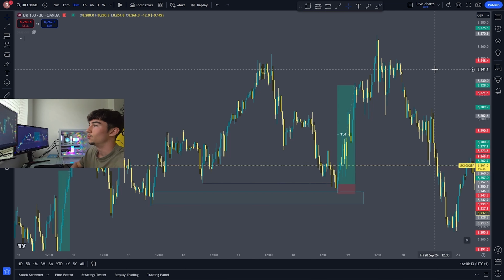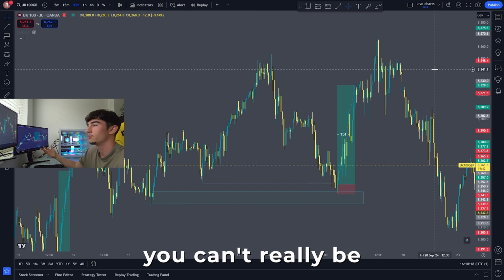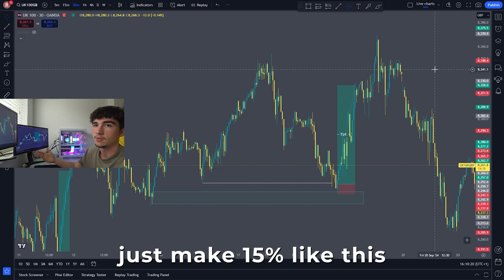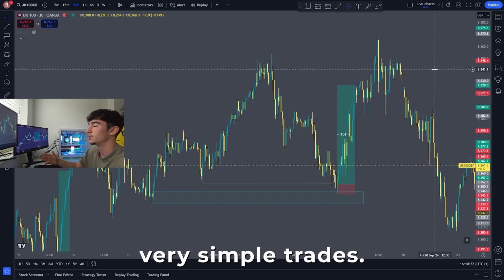With that being said, what an amazing 2 trades back to back. 15%, guys, come on. You can't really be scared of trading in drawdown when you can just make 15% like this on 2 very simple trades.